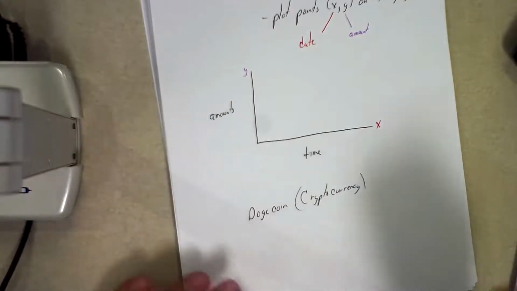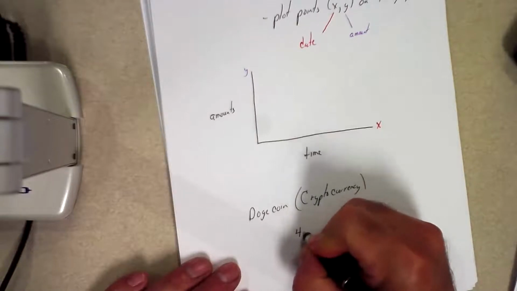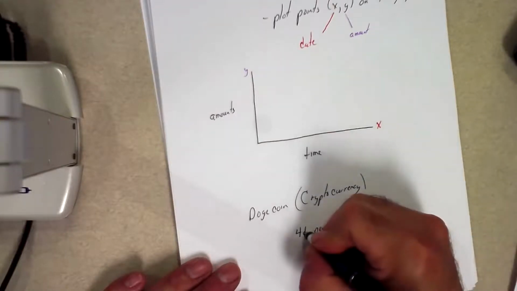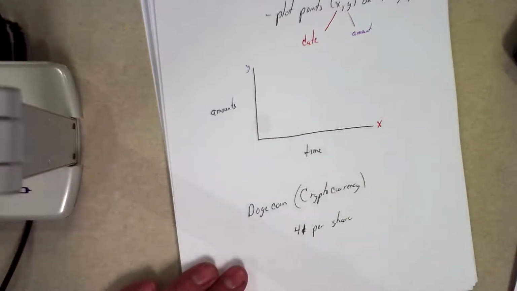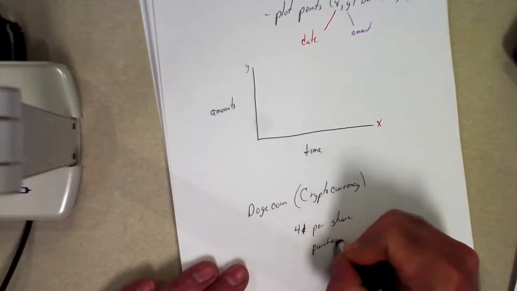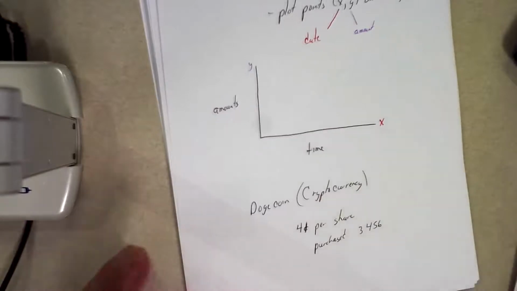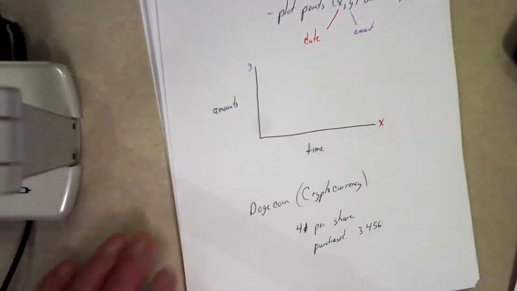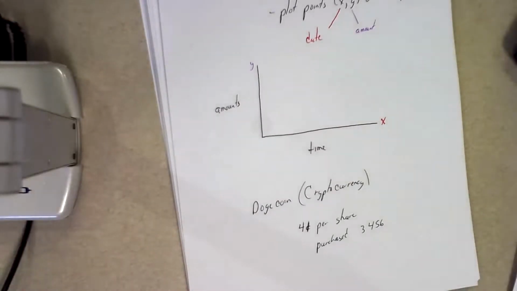And so at the time when it came out, they were 4 cents per share. 4 cents, okay? So I purchased 3,456. Yeah, because 3, 4, 5, 6. I purchased 3,456. And I think that was 2 years ago. Yeah, 2 years ago, I bought it.